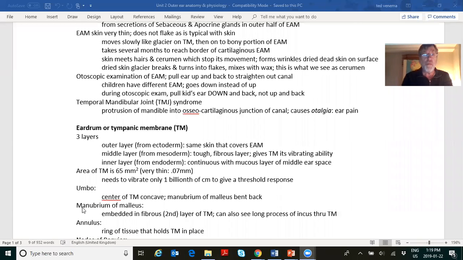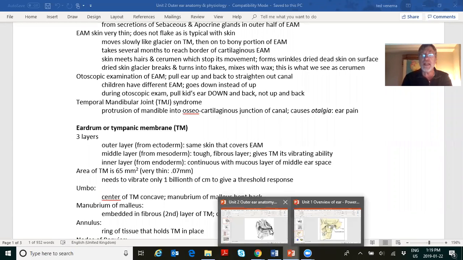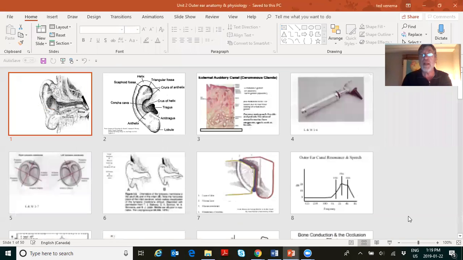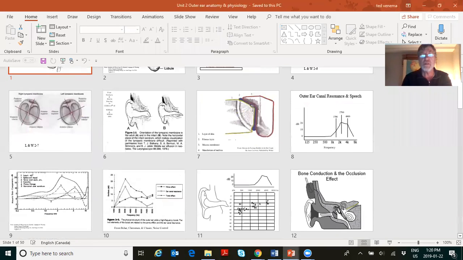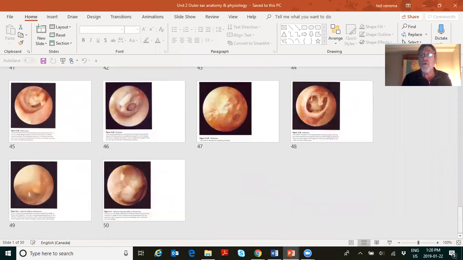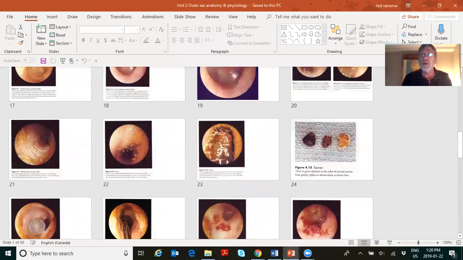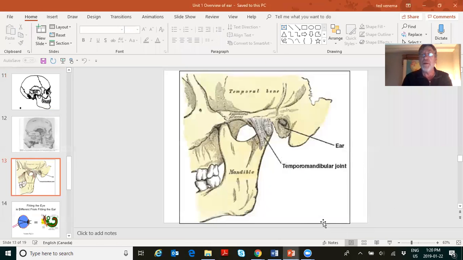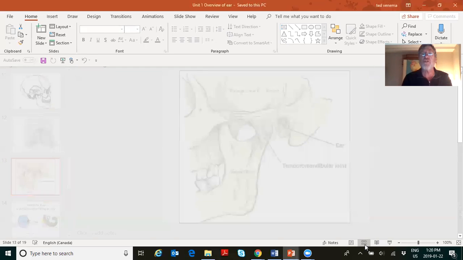The umbo. The umbo is the dead center of your eardrum, and your eardrum is actually kind of concave. Let's see if I have a picture of it here. I'm pulling up last week's PowerPoint as well, because it'll show it better.